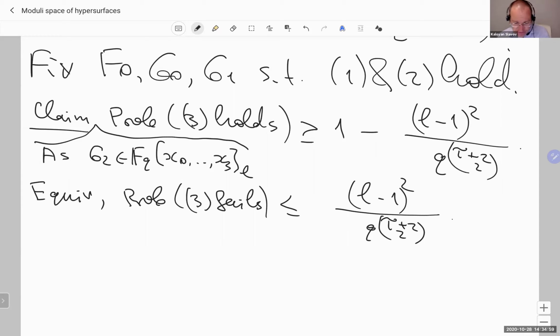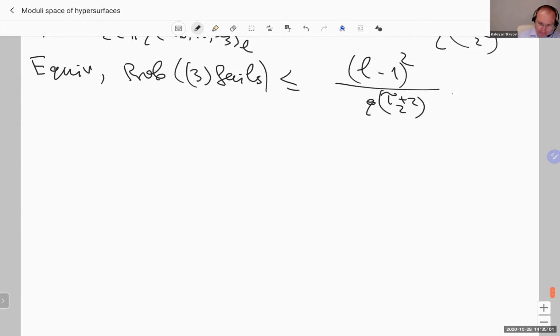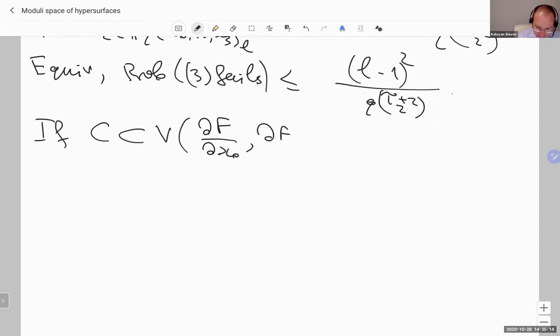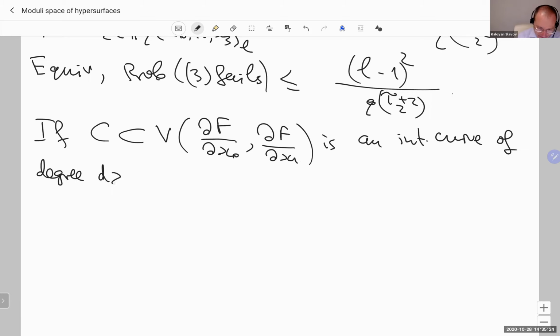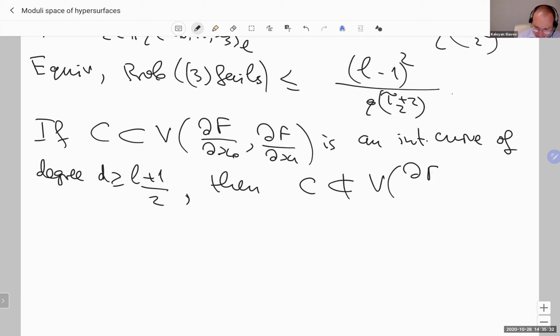Okay, the proof, let's do the proof of this. What was 3? Remember, 3 is: if C inside the vanishing of df/dx0, df/dx1 is an integral curve of degree d greater than or equal to (L plus 1) over 2, then C is not contained in the vanishing of df/dx1, dx2.